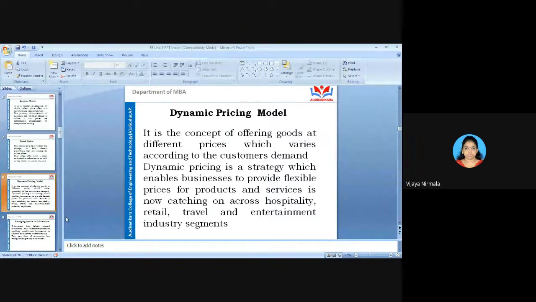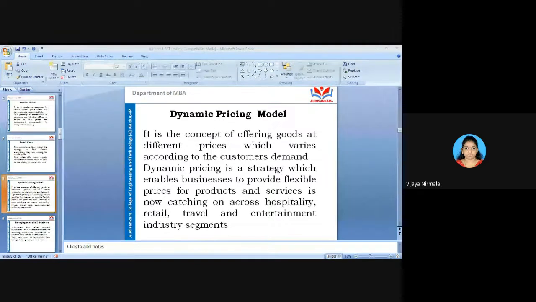That is, the pricing of a commodity can be done on the basis of competitors' pricing, on the basis of supply, demand, conversion rates and sales growth. The practice of dynamic pricing is being widely adopted in e-commerce.